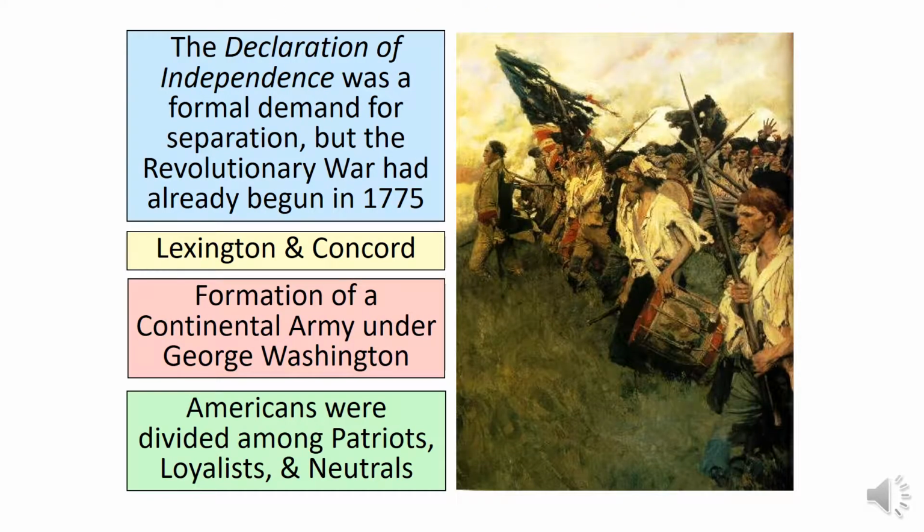All right, so the Declaration of Independence was a formal demand for separation, but the Revolutionary War had already begun in 1775. So a lot of students get this kind of mixed up. You would think that you would declare independence and then go to war, but actually the colony of Massachusetts had already been in open rebellion in 1775 prior to the Declaration of Independence, which was signed in 1776. And we're going to talk about that with Lexington and Concord.